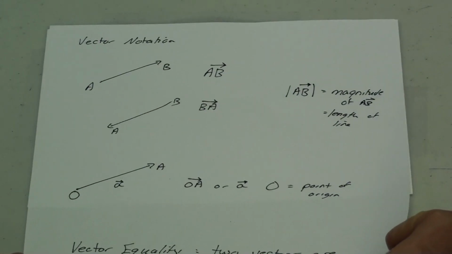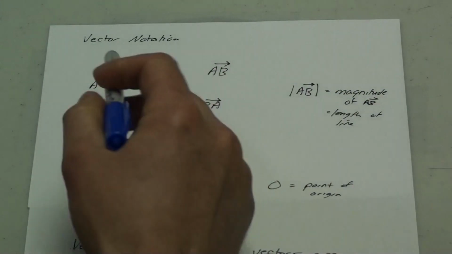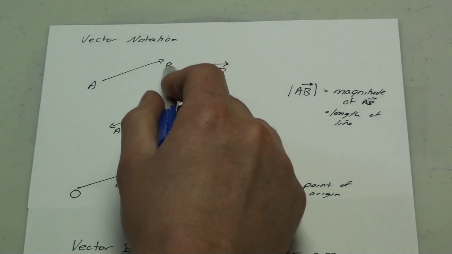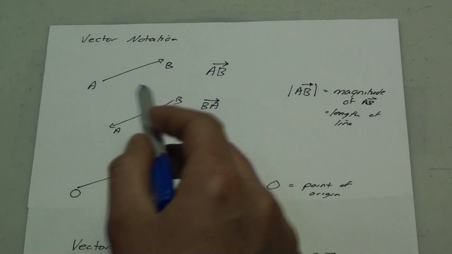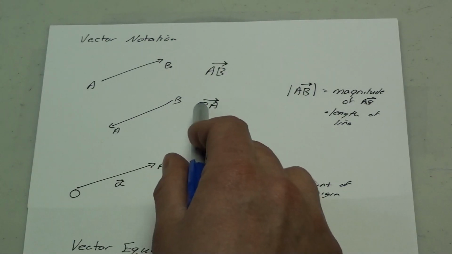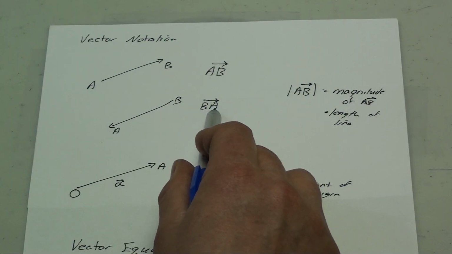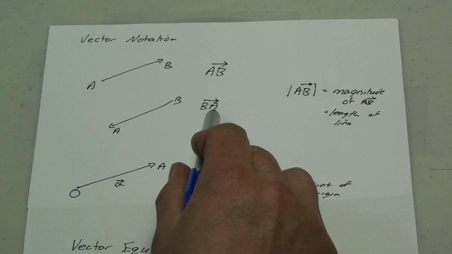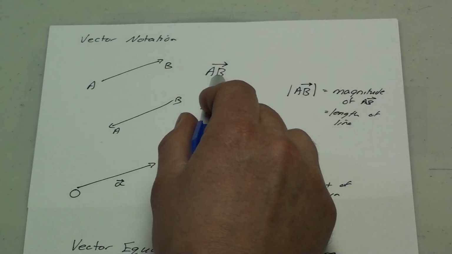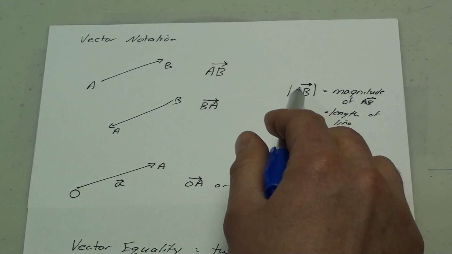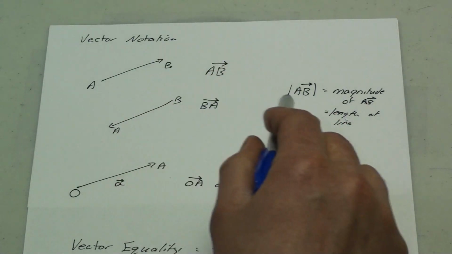So, vector notation. Vectors start at a point and end at a point. Here I have a vector starting at point A and ending at point B. We call that vector AB with the little arrow on top. If it starts at point B and goes to A, then it'd be vector BA. Starts at, ends at. Starts at B, ends at A, or starts at A, ends at B.